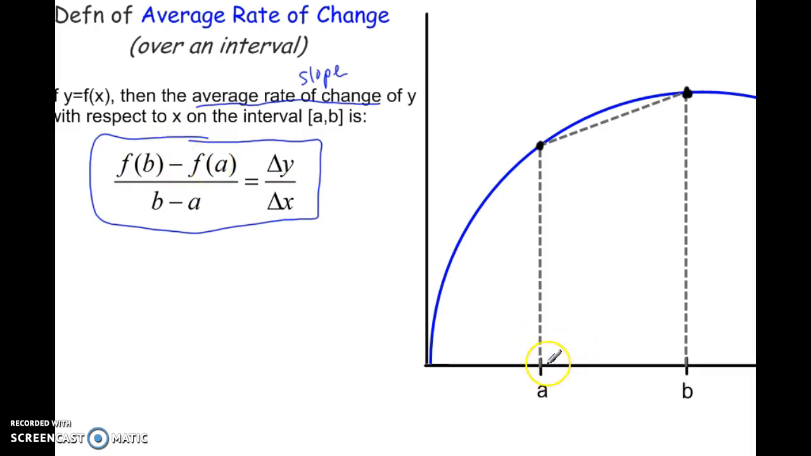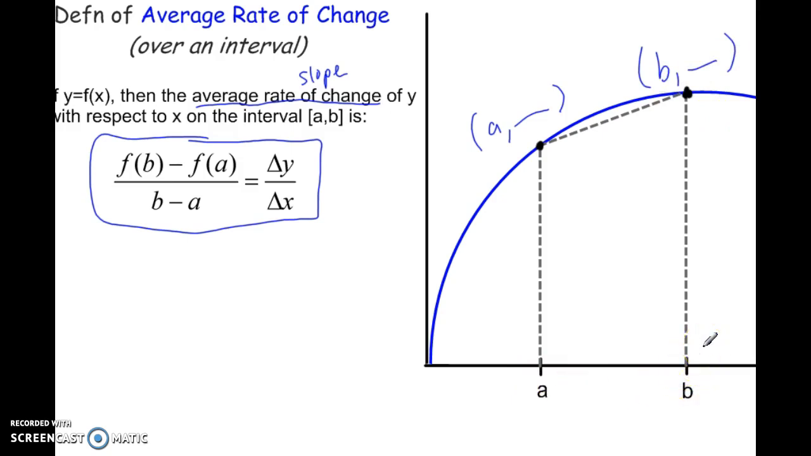Kind of like we did in the last example, we have a for our x value here and b. I want to find the slope from this point to that point. The one thing I do know in the ordered pairs is that this is a. I don't know the y value yet. The x value of that point is b. We know that from the x value being a and the x value being b here.